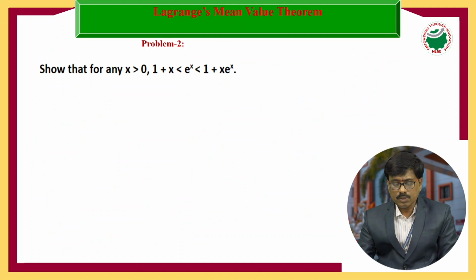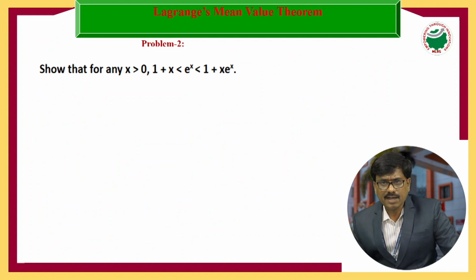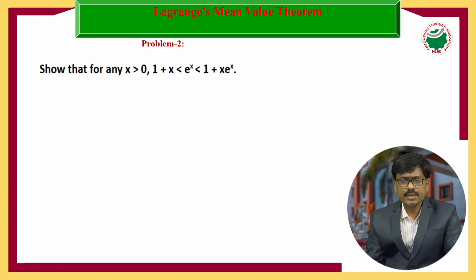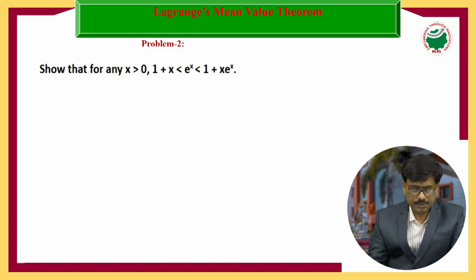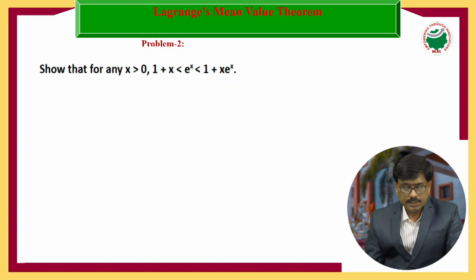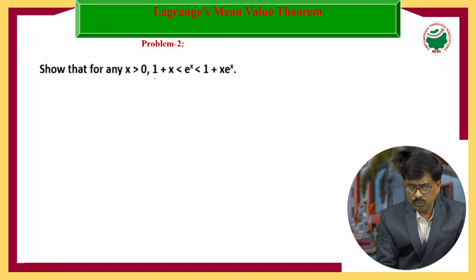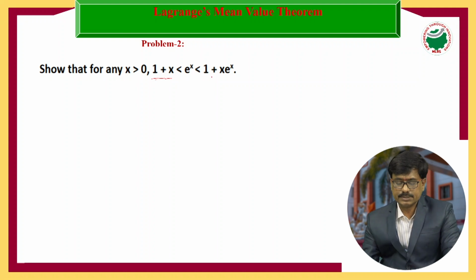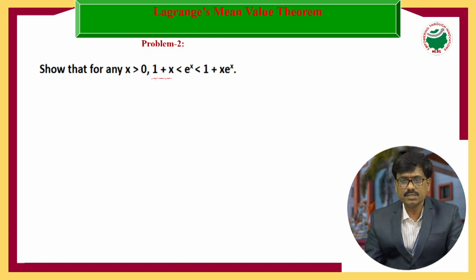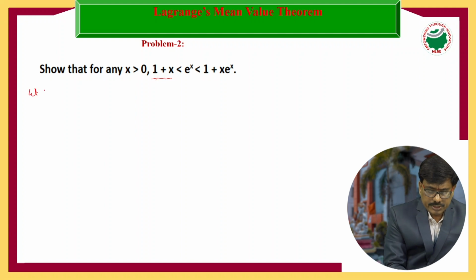Let us go with one more example problem for similar Lagrange's mean value theorem for this function. Here he didn't mention the boundary values where this function is continuous. Simply he has given that x is always greater than 0. Show that for any x greater than 0, the inequality 1 plus x less than e power x less than 1 plus x e power x holds. Let us assume, how do we assume the function?